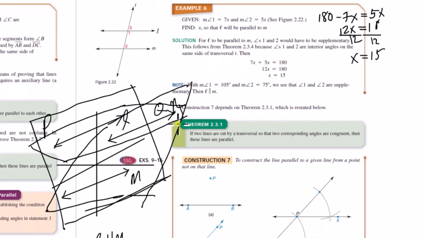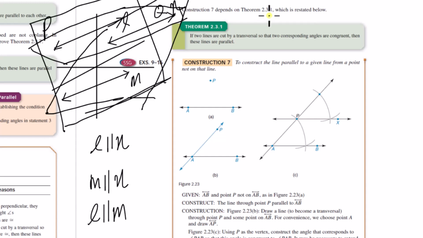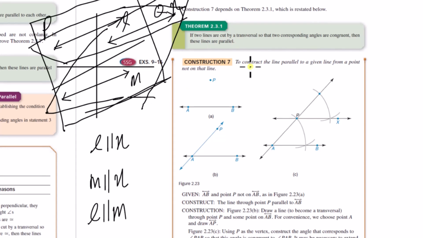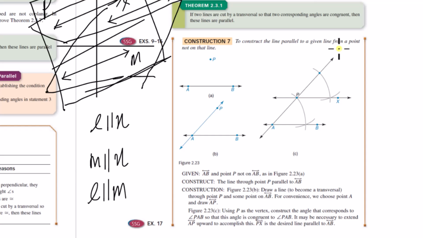Okay. Now they do a construction, which depends on theorem 2.3.1, which they restate that way we learned earlier, that if two lines are cut by a transversal so that two corresponding angles are congruent, then those two lines are parallel. So the construction they do is to construct the line parallel to a given line from a point not on that line. Right? So there's going to be one unique line that goes through this point P that's parallel to this line.